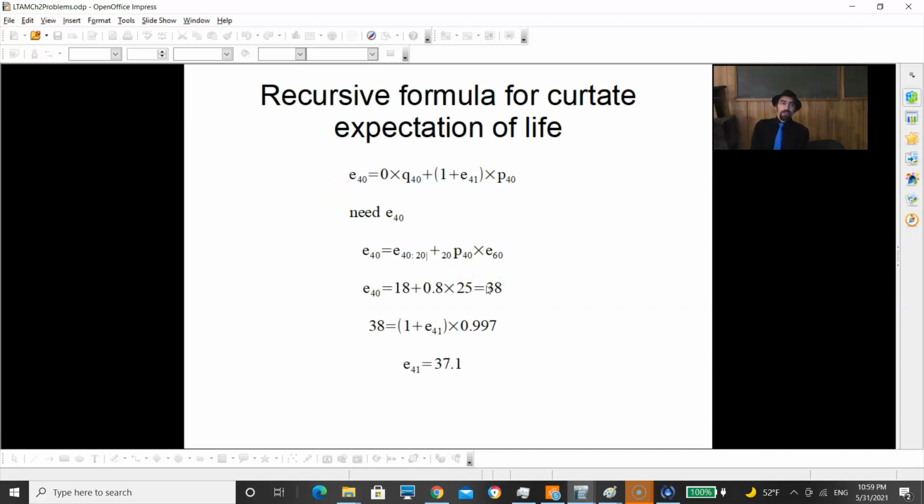So noticing the 40s and the 20s, we realize 40 is probably going to be an important number. Using the one-year recursion formula, we have e40, which we don't have, equals 0 times q40, plus 1 plus e41, which we're looking for, times p40. We know that q40 is 0.003 and p40 is 0.997. But this one formula has two unknowns, the e41 that we're looking for and the e40. That means we should probably solve for e40 first and use that to solve for e41.